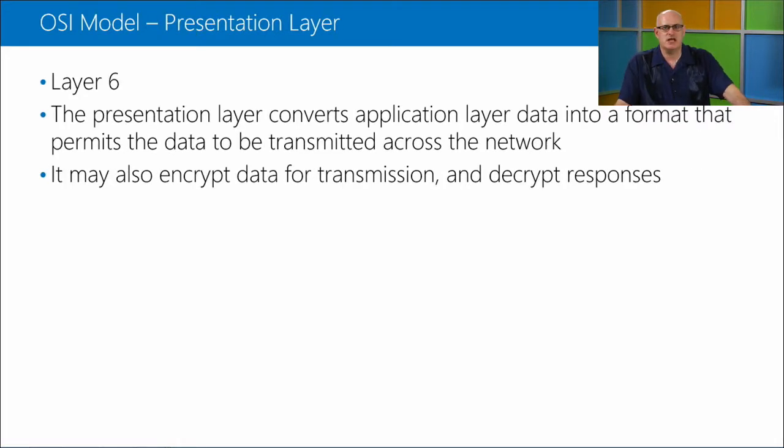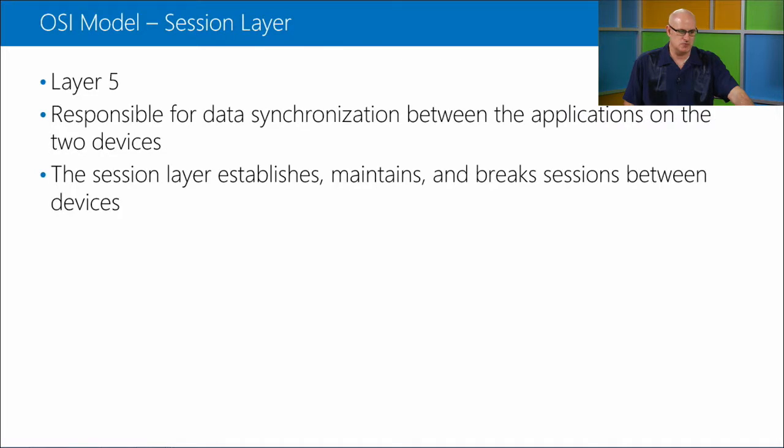The presentation layer, layer 6, converts application layer data into a format that permits the data to be transmitted across the network. At this level, there may be a bit of encryption of the data for transmission and decryption of responses. Again, if you want to know more information about the OSI model, please look up the OSI model in the Networking Fundamentals course. The session layer is responsible for data synchronization between applications on the devices. The session layer establishes, manages, and breaks sessions between devices.